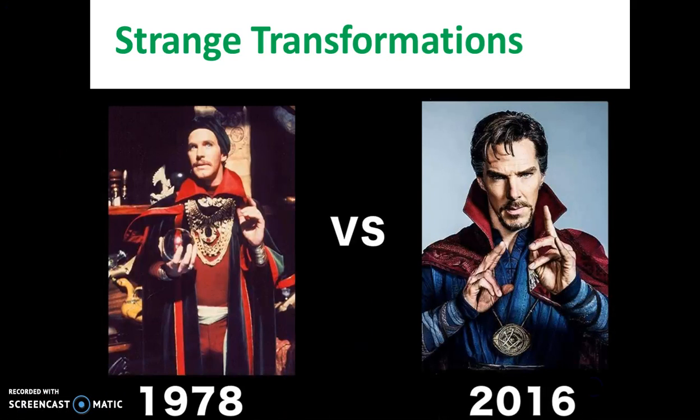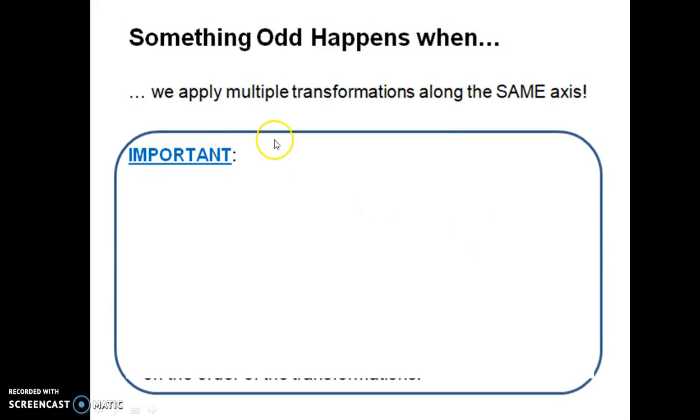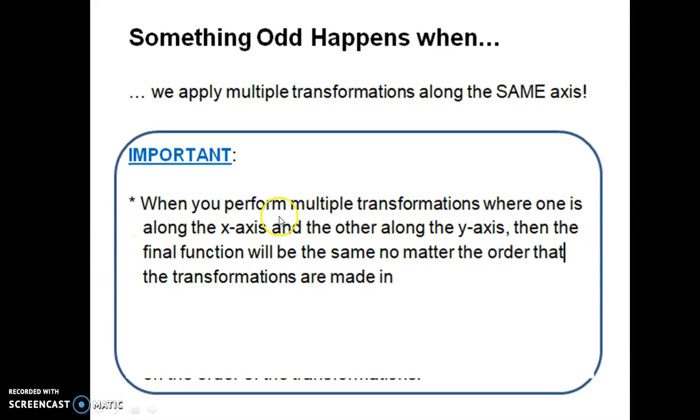Welcome to your lesson on strange transformations. There's something odd that happens when we apply multiple transformations along the same axis. So important to know, when you perform multiple transformations, where one is along the x-axis, the other along the y-axis, then the final function will be the same, no matter what the order of the transformations is.